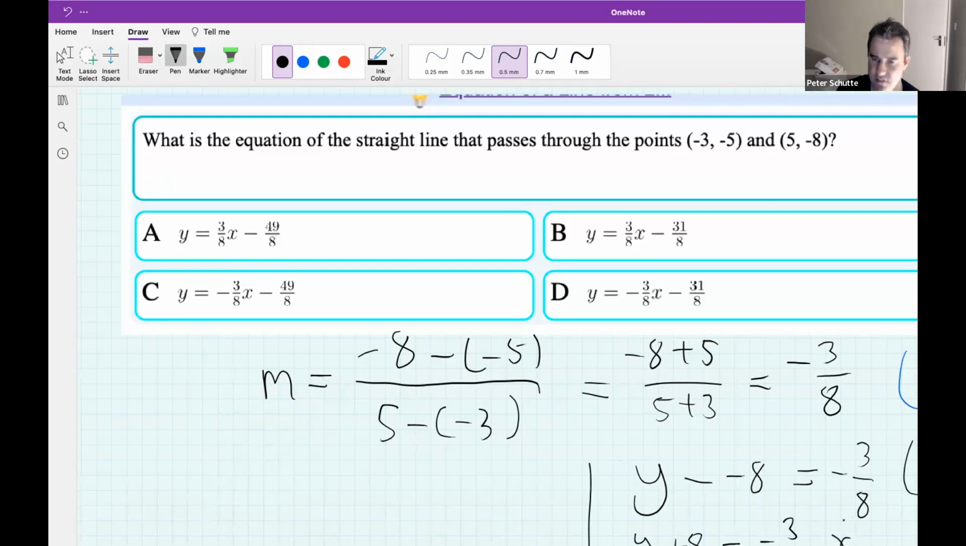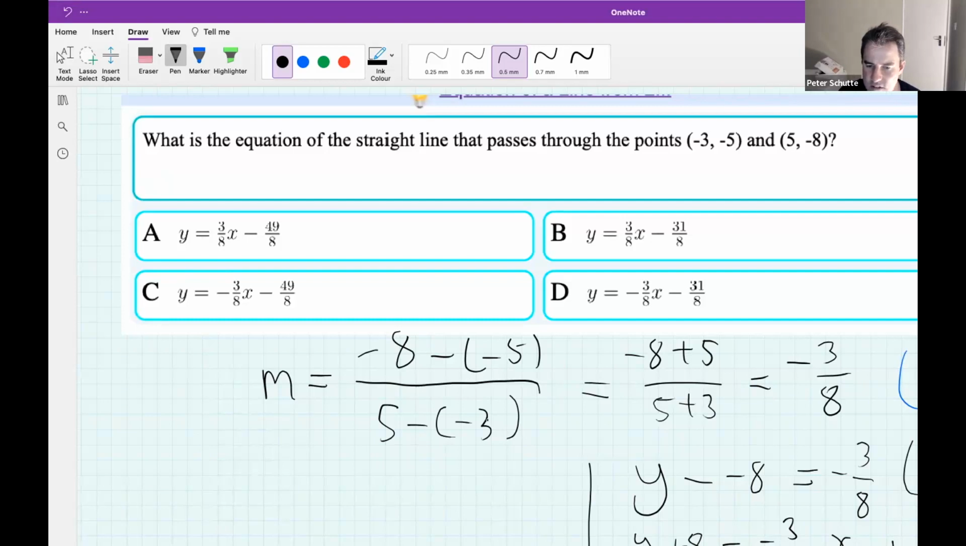Oh, there's some nasty fractions here. Plus, what do we have? 15 over 8? Yeah, 15 over 8. And then I have to take away 8 from both sides. And what do we get if we go 15 over 8? I guess that 16 over 8 is 2. So we should get minus 49 over 8. I suppose I could say, yeah, minus 49 over 8 when I bring that across.